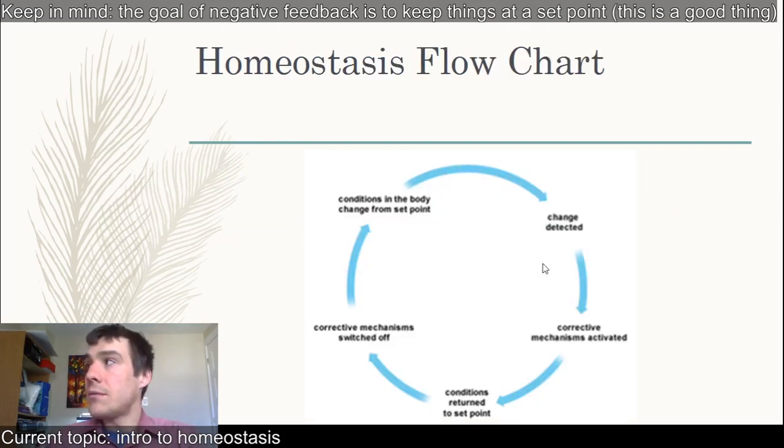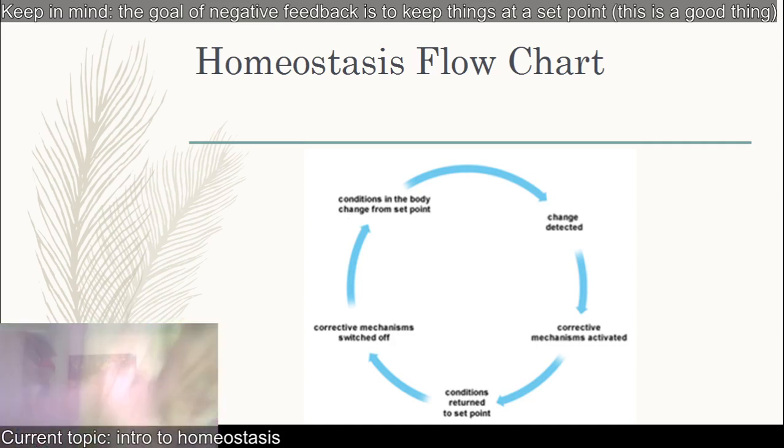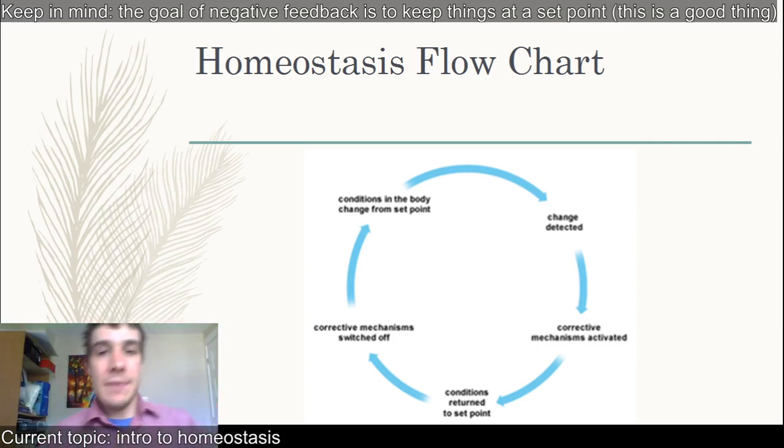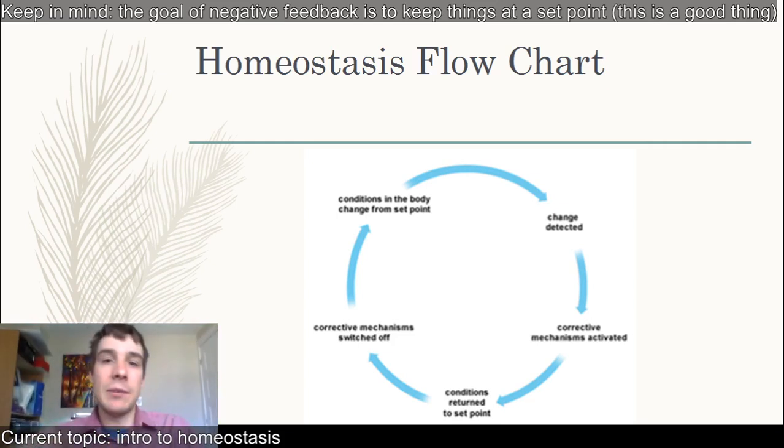Here's a flowchart of what normally happens. You can start at any point in this flowchart, but typically here is where most people start it, is conditions in the body change from a set point. So I'm sitting here at 37 degrees Celsius. Let's say I open a window. There you go. I opened my window. Now the outside air is going to flow in. My room's going to get colder.